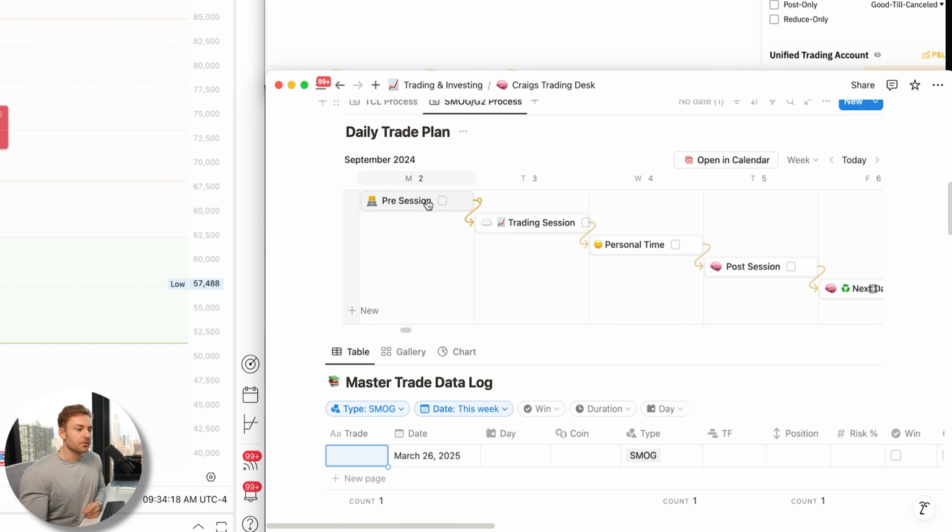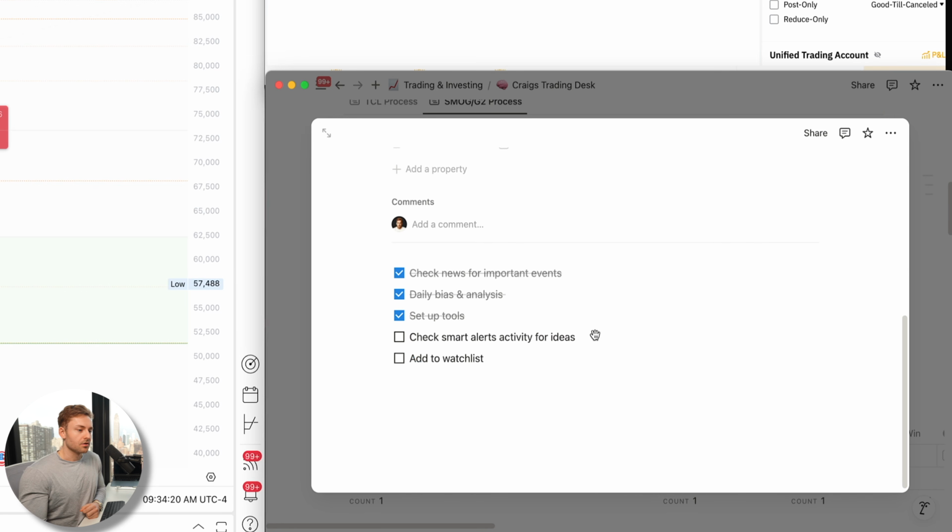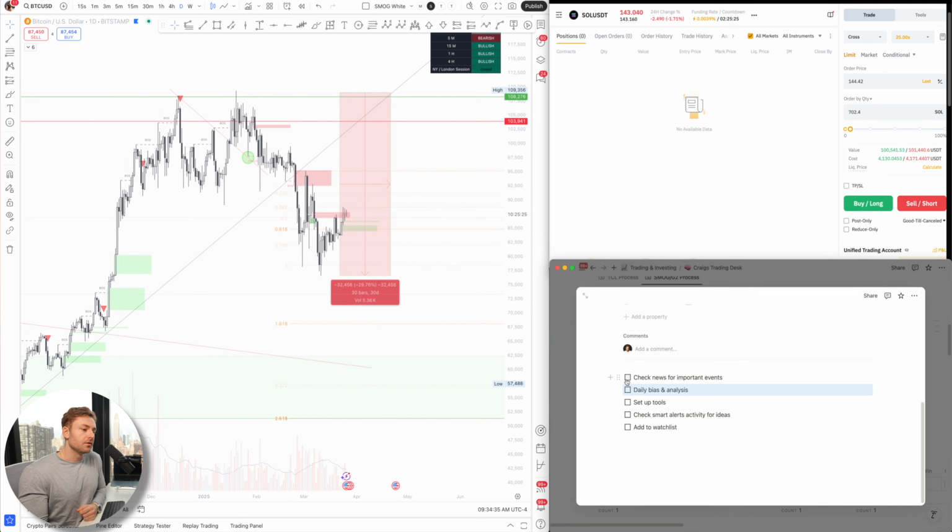But what this allows me to do is basically open up a pre-session checklist where I can go through all of my steps and follow them for the day. So I can remove a lot of the thought process and make sure that I'm being consistent with my habits and my awareness each session, so I can make sure that I'm doing everything properly. So first thing that I'm going to do right out of the gate is check for important news events.